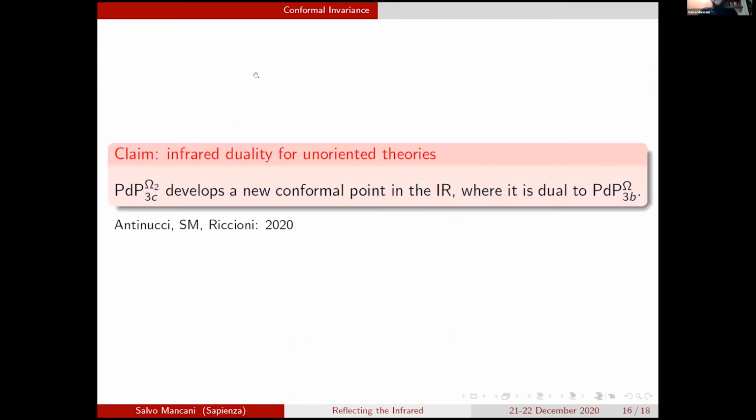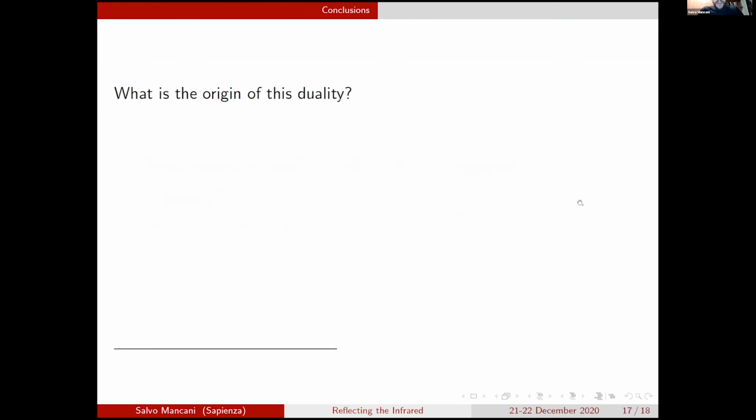So our claim here is that the oriented projection omega 2 for pseudo del Pezzo 3c breaks conformal invariance, but the theory has a new conformal point in the infrared, and it is dual to the oriented projection omega of pseudo del Pezzo 3b. Now we wonder what is the origin of this duality here. A point is that parent theories have different conformal points, so this is clearly related to the oriented projection.